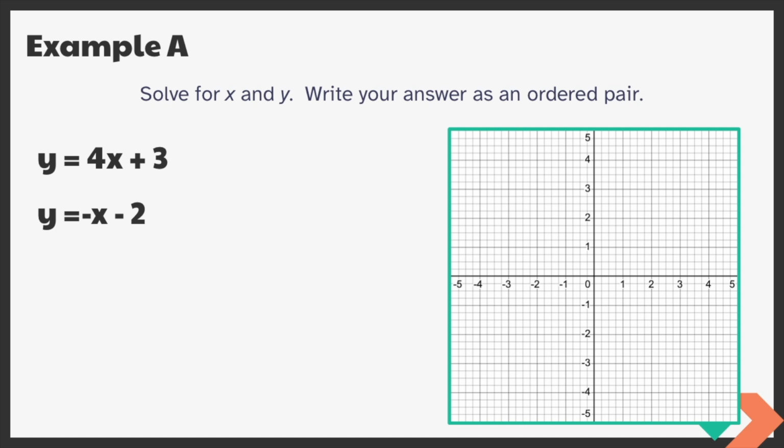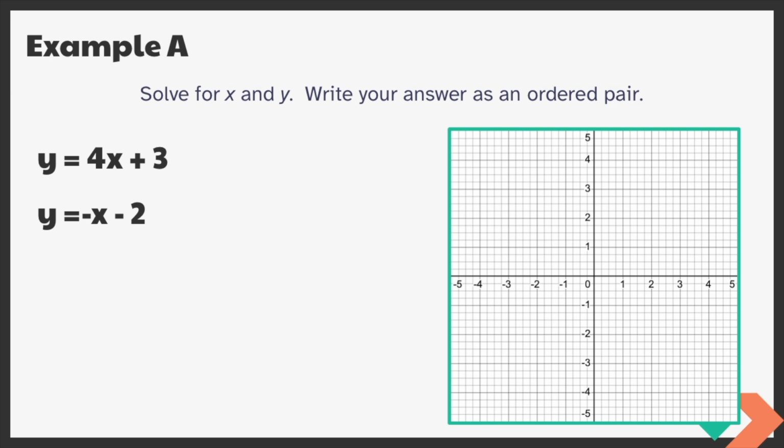So here we are at example A, and it says solve for x and y and write your answer as an ordered pair. So again, we're going to use graphing in this particular case. We're going to graph our two equations, which happen to already be in slope-intercept form for us. And then we'll see where those lines cross, and where they cross and intersect, that's going to be our solution.